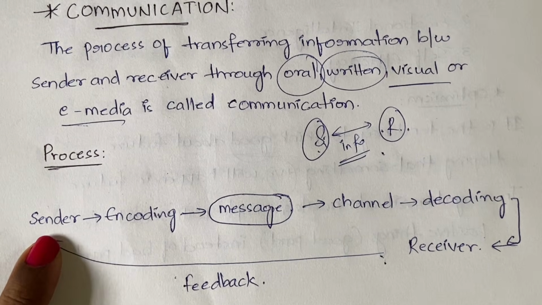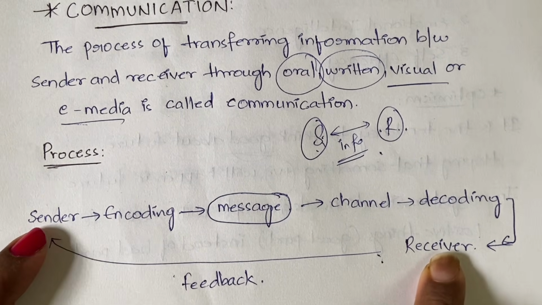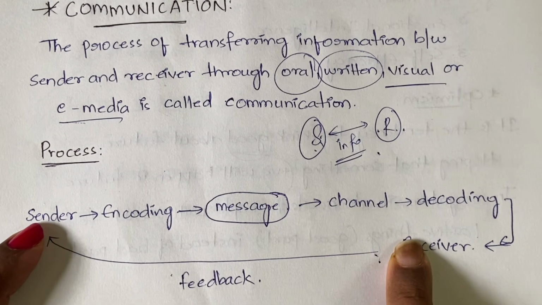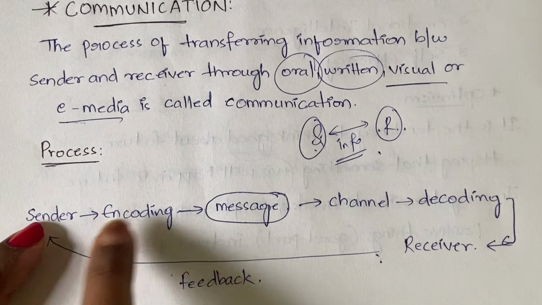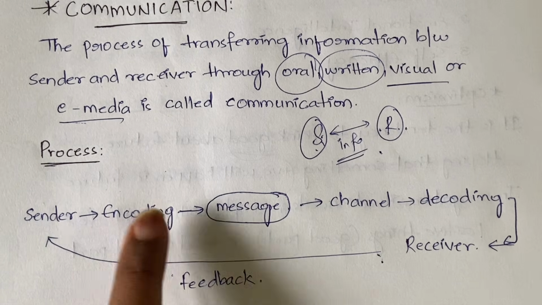First, sender. So sender wants to send some message to the receiver. Okay, how does it come from sender to receiver? Sender will first encode the message. In cryptography, we have read a model for network security, like first encryption, then decryption. This is the same. If you're not having that subject, that's okay. Sender will encode the message.